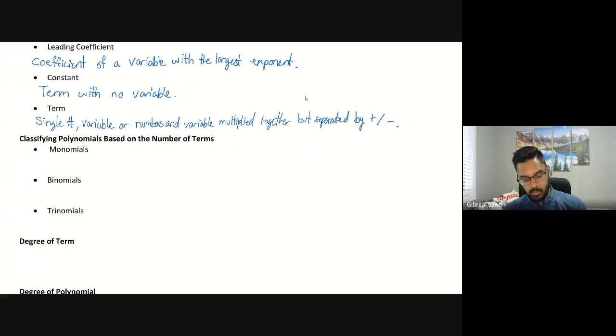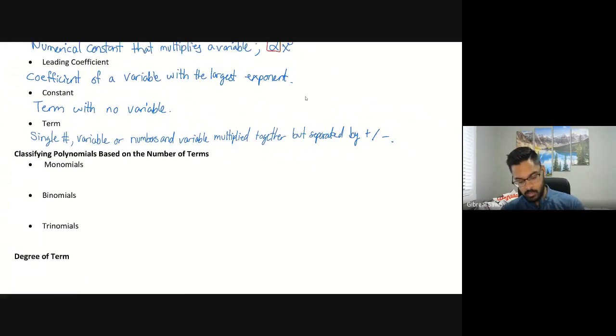So here's an example. A term could be 2. A term could be 2x. A term could be 2x squared. Each of those are terms. Okay, notice that the 2 and the x, they're multiplied together, so we take the whole thing to be one term because there's no addition and subtraction here.